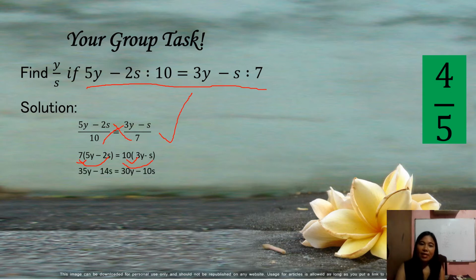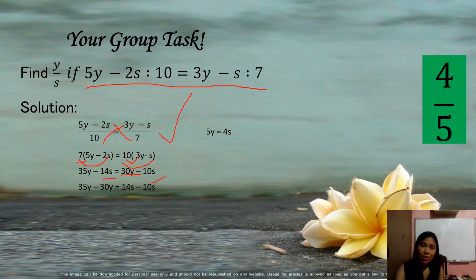Okay? And then, transpose this y term to the left side of the equation, and also this 14s to the other side of the equation here. So we are going to have this one. And then combining like terms, we have 35y minus 30y is of course 5y, while 14s minus 10s is 4s.